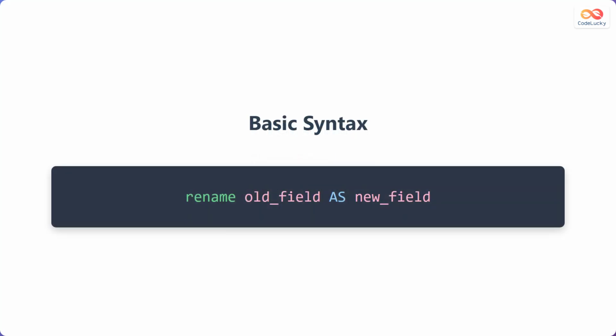The basic syntax for the rename command is straightforward. You use the keyword rename followed by the old field name, then the keyword AS, and finally the new field name. This simple structure forms the foundation of all rename operations in Splunk. The AS keyword acts as the connector between your original field name and the desired new name.